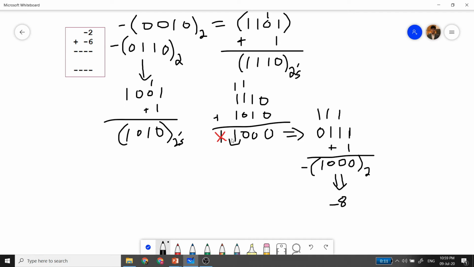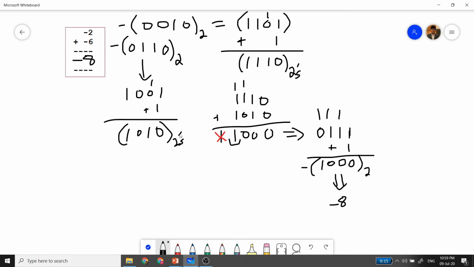If the answer I got here was a positive one, I could have directly converted it into its decimal form. Since it was a negative one, I had to go through these additional steps. My answer is thus -8. So there is no overflow because of the reason I just mentioned before. That is, I'm adding two negative numbers and I'm getting a negative number in the answer.